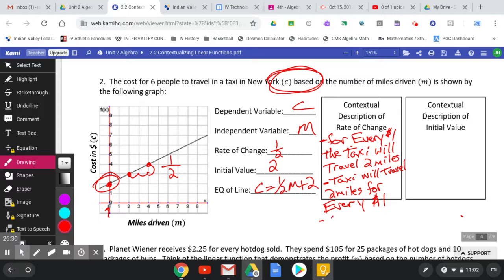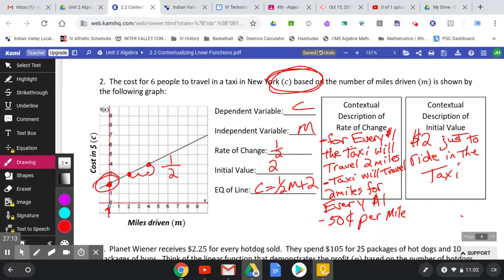How about 50 cents per mile? Could I have said it 50 cents per mile? That's $0.50, right? Good. What's the initial value? $2. For what? Just to ride in the taxi. You got to give him $2 plus 50 cents a mile, right? That's figuring out the context. What's going on in the situation?